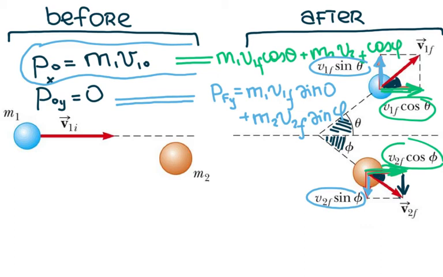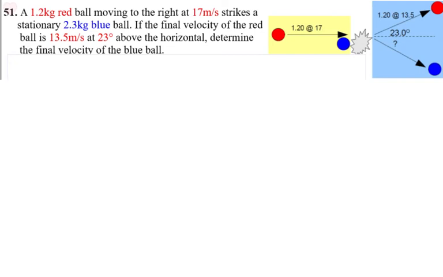Now let's look at some of the questions where we can use the numbers. So in this question, they say a 1.2 kilogram red ball moving to the right with a velocity of 17 meters per second strikes a stationary 2.3 kilogram blue ball. If the final velocity of the red ball is 13.5 meters per second at 23 degrees above the horizontal, determine the final velocity of the blue ball. And here we don't have vertical momentum, we only have horizontal momentum of the system before the collision. But afterwards they move vertically and horizontally at the same time. So we will break it into horizontal and vertical motion.